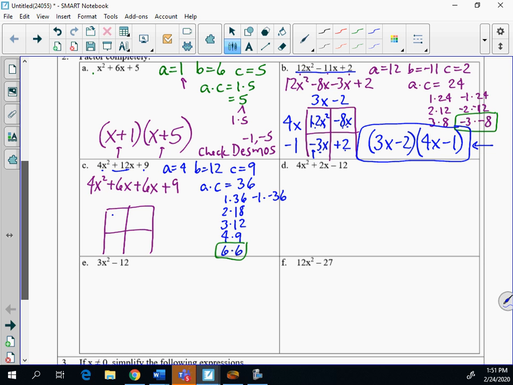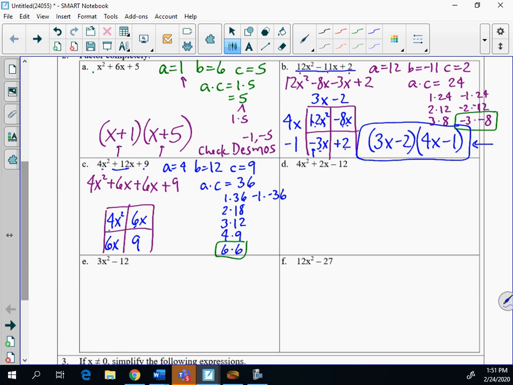Let's put our 4x squared and our 6x, and then the 6x and the 9, and go across. 4 and 6, we get 2x. 6 and 9, we get a positive 3. 4 and 6, once again, we get 2x. And 6 and 9, once again, we get a positive 3. So this factorization is actually 2 of the same thing: 2x plus 3 times 2x plus 3. Or it could actually be written as 2x plus 3 squared. That would also be correct.